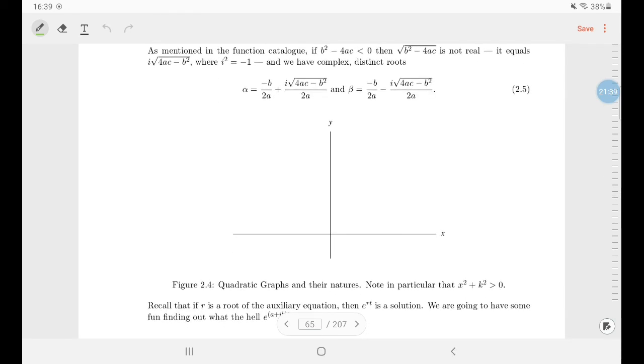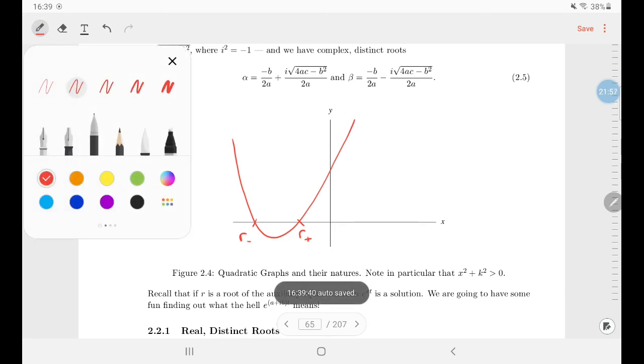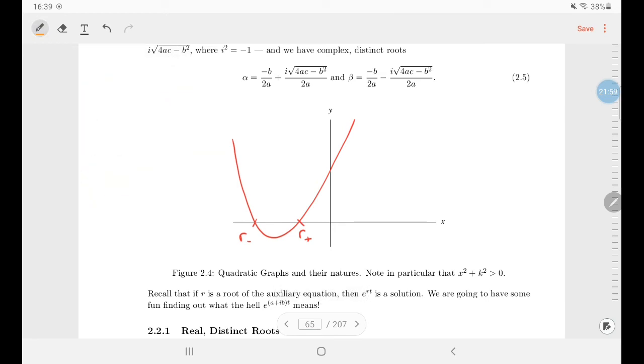Now we'll just show what happens with the different quadratic graphs. So the first case is when you have two real roots, say r minus and r plus. That's the first scenario. The second scenario is you have one root.